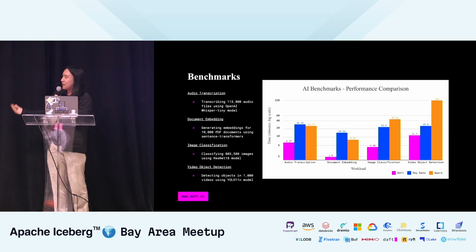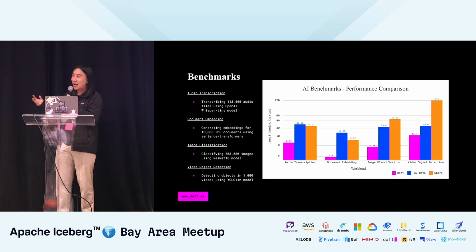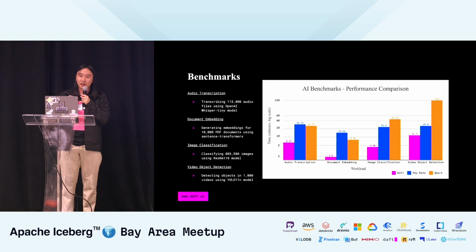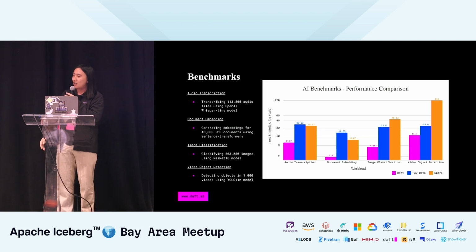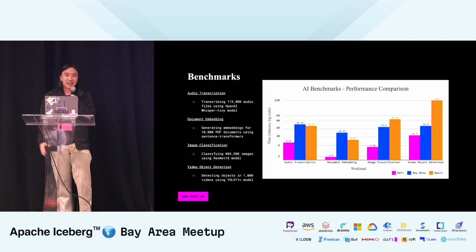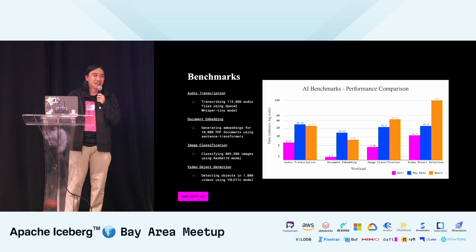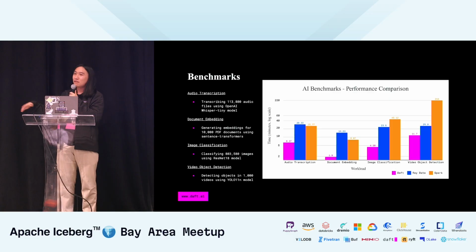So here we have some benchmark results of how Daft performs with some AI types of workloads. The four that I've listed here are audio transcription, document embedding, image classification, and video object detection. We have these all on our documentation website, docs.daft.ai, if you're curious about the nuances and the specific code that we run. This is all reading from S3 and running models. Essentially, if your data is stored in Iceberg, the performance is exactly like this. So there's no need to put it into a specialized storage format.